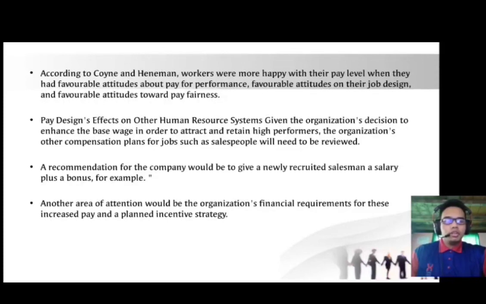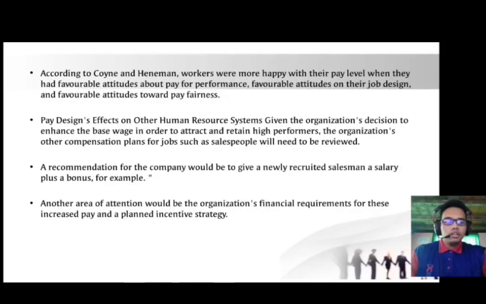Pay design affects the other human resource systems, given the organization's decision to enhance the base wage in order to attract and retain high performers. The compensation plans for jobs such as salespeople will need to be reviewed. A recommendation for the company would be to give a newly recruited salesman a salary plus a bonus, for example.